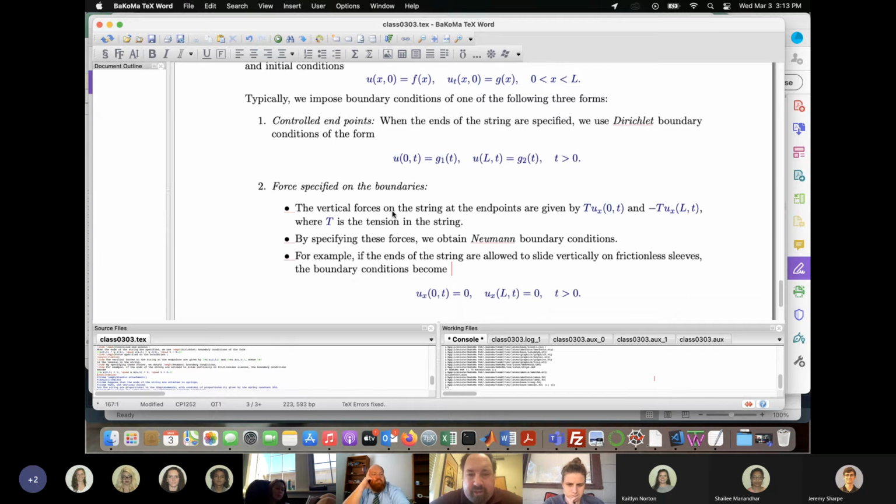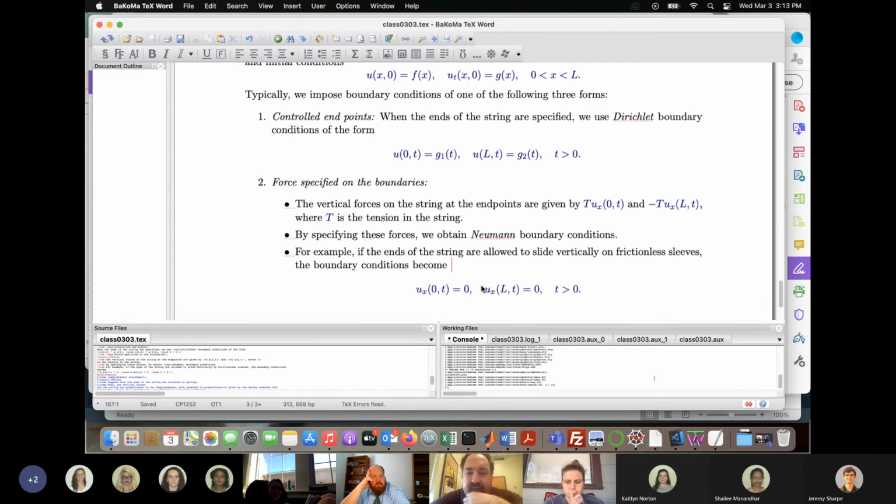It's where a force is specified on the boundary. So vertical forces at the endpoints are given by the tension times plus or minus the first derivative with respect to x. So here we have du/dx at x equals 0. At the right endpoint, x equals L, it's minus du/dx. In other words, we have the inward normal derivative. So if we set these equal to something, we get what's called a Neumann boundary condition. So Dirichlet boundary conditions are where U is equal to something. Neumann boundary conditions is where du/dx, or for higher dimensional problems, the normal derivative, is set equal to something.